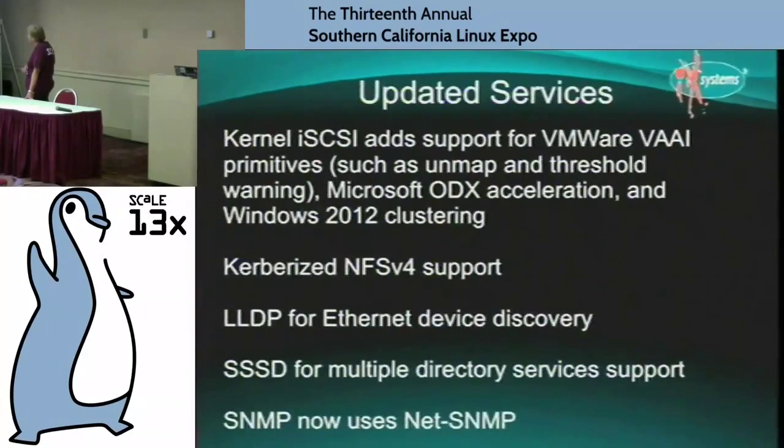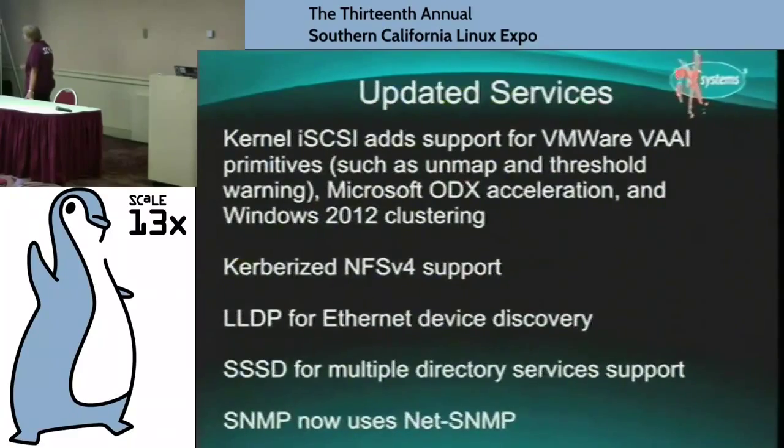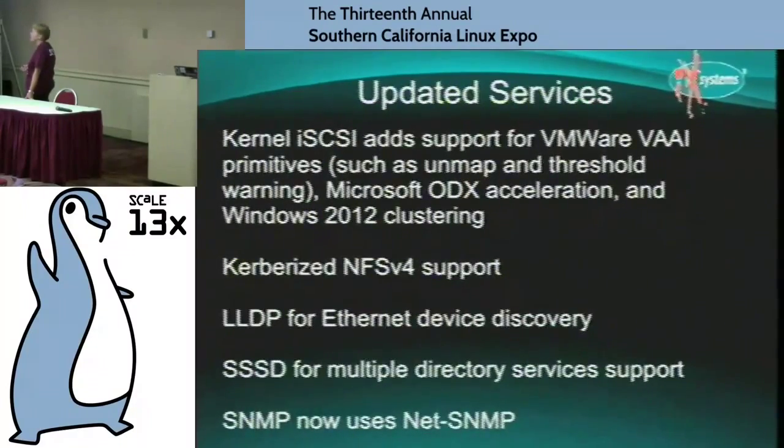If you're using Windows shares, you're not going to have to copy things over the network to just go from one folder to another, so that's called ODX. And it also gave us support for Windows 2012 clustering. So just having kernel iSCSI gave us a lot of benefits.